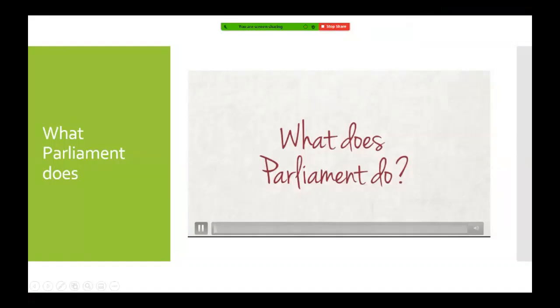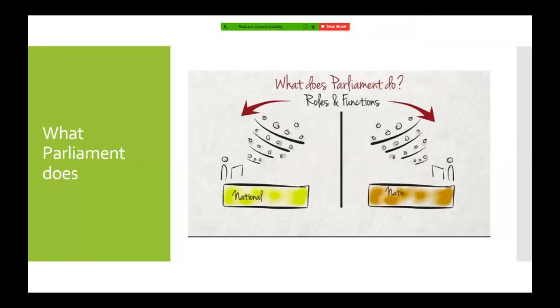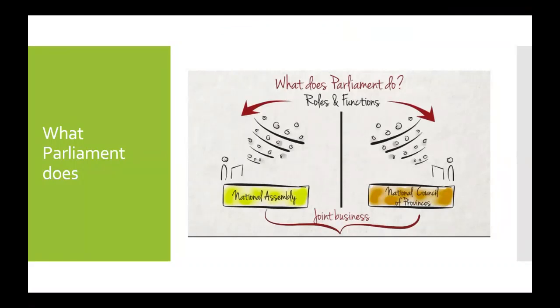Let's talk about what the Parliament does. Each house has its own distinct role and functions as set out in the Constitution. However, there are also many instances when the two houses act together to conduct joint business. To simplify, we are referring to both houses of Parliament here. They have four main functions or areas of jurisdiction.